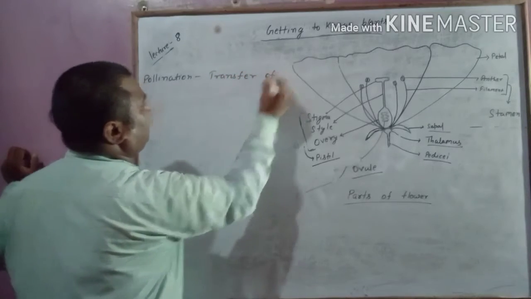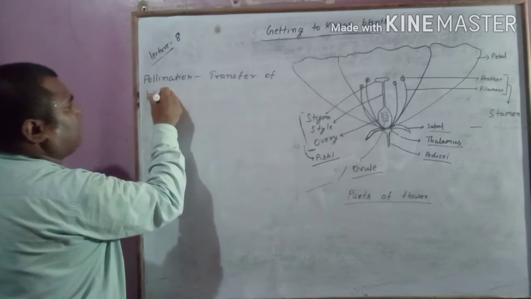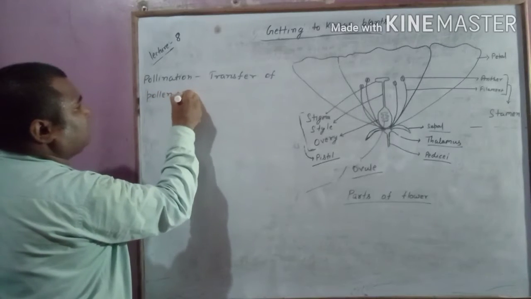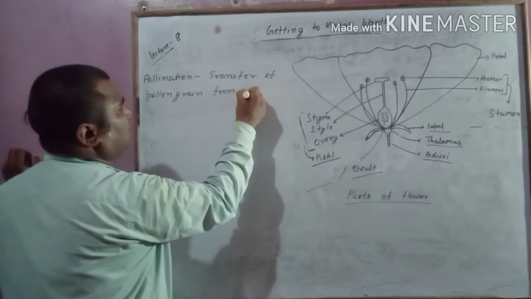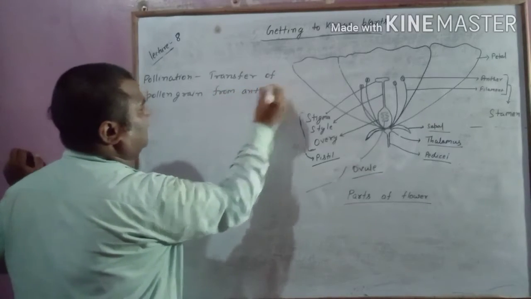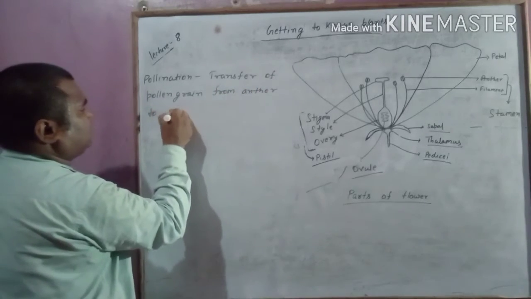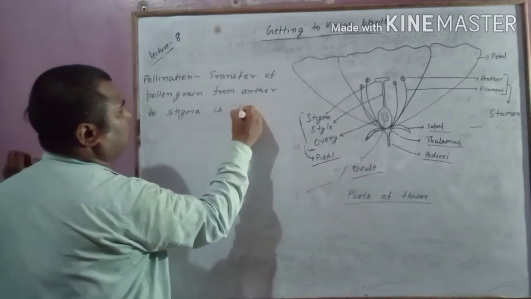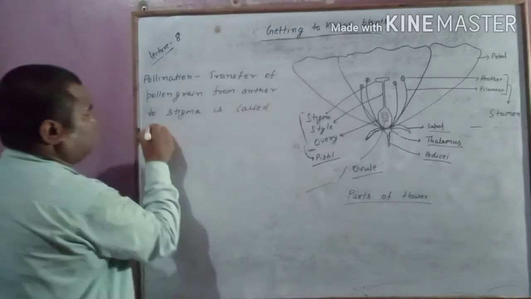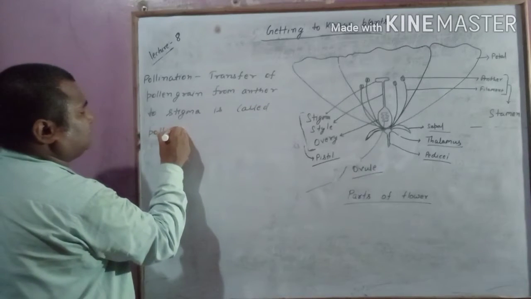Transfer of pollen grain from anther to stigma is called pollination.